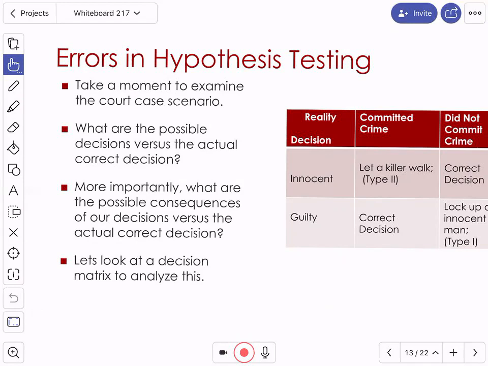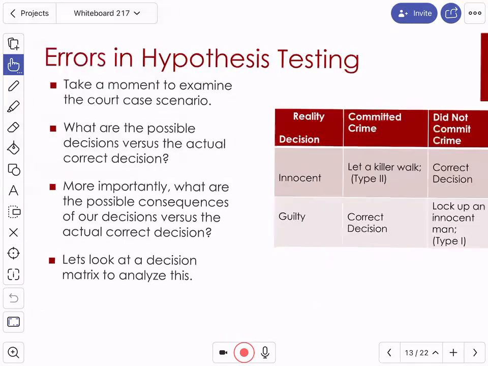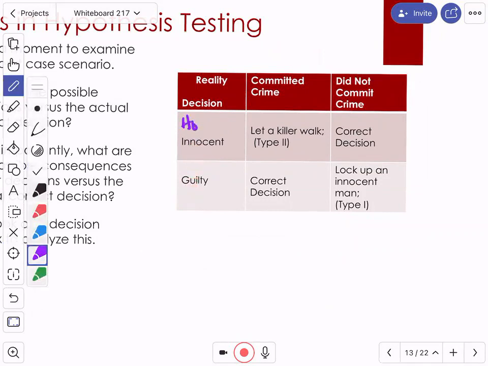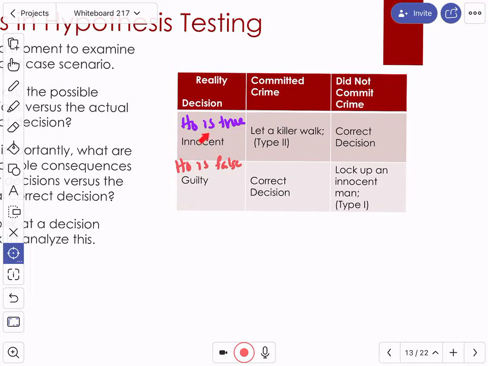But here's what happens. When we look at this, the person is either innocent or they are guilty, right? They've actually committed the crime or they haven't. If they're innocent, this means that H0 is true. If they're guilty, that means that H0 is false. Why is that again? H0 is true means the person is really innocent. H0 is false means the person is really guilty.